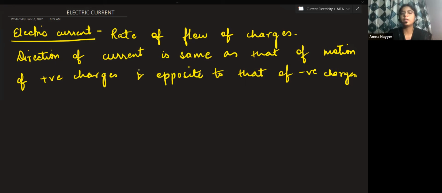Now see, we are starting with this lesson, current electricity. This is chapter number 3 of your NCERT. Chapter number 2, we have completed it. So chapter 2 was completed. Now we are beginning with chapter number 3.